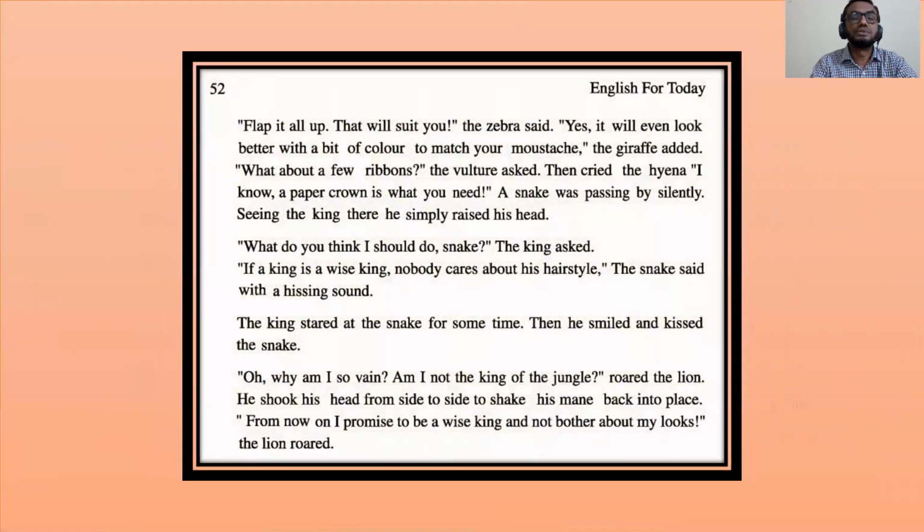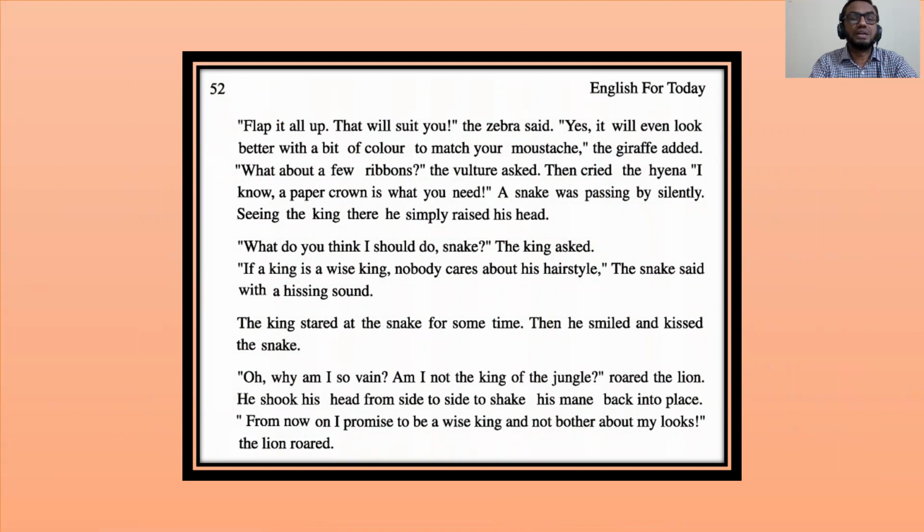Now look at the second part of the passage. Flap it all up, they will suit you. The zebra said, yes, it will even look better with a bit of color to match your mustache.